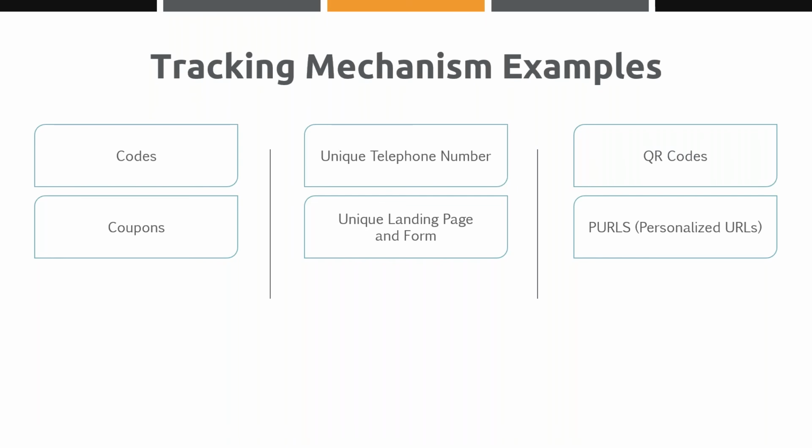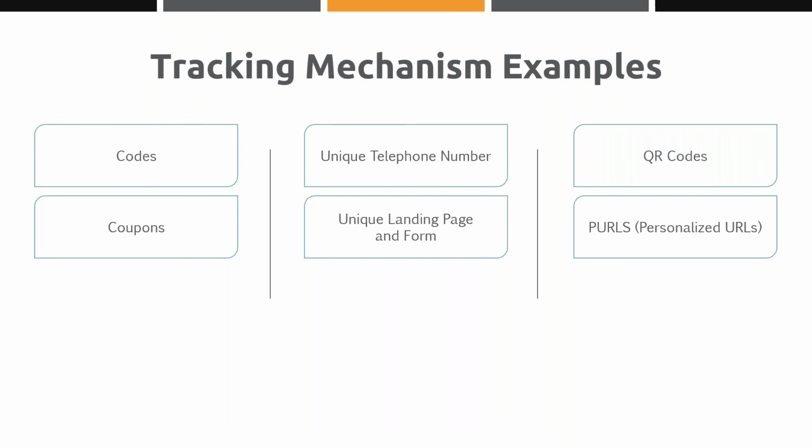Another similar solution, but for online focus, would be to have a unique landing page, and that URL printed on the mail piece, and that same URL only being used for a specific campaign. Then anyone that completes the form, you know, is going to have received this communication.